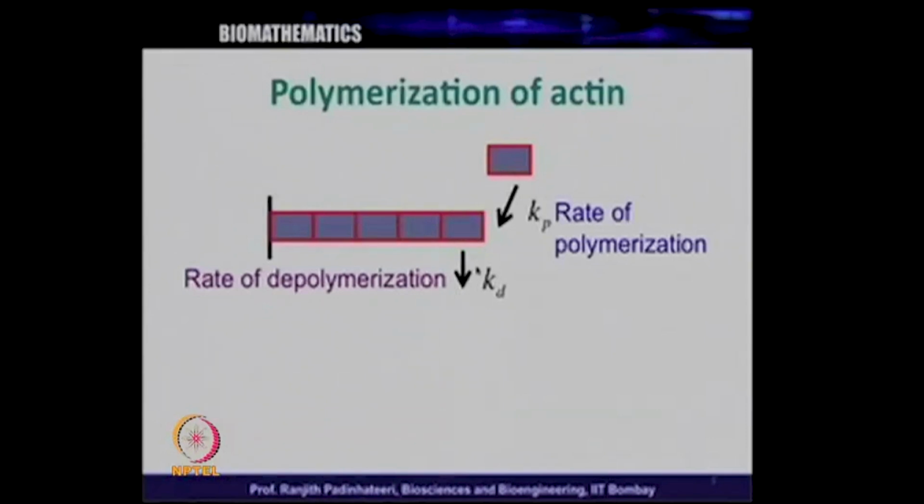Once you know the polymerization rate and depolymerization rate, you can figure out how fast this polymer will grow or shrink. If the polymerization rate is much larger than the depolymerization rate, the polymer will grow. If the depolymerization rate is larger, you can imagine that the polymer will shrink, the actin will shrink. So this much we know. So knowing Kp and Kd, we can know the change in length. How the length changes with time is related to Kp and Kd in the following way.